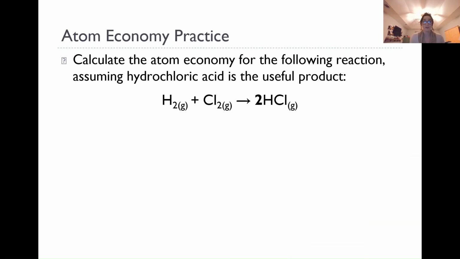You can calculate the atom economy for this reaction. So this is a different reaction to produce hydrogen chloride gas. And so based on that, which reaction do you think is more efficient in an industrial setting?